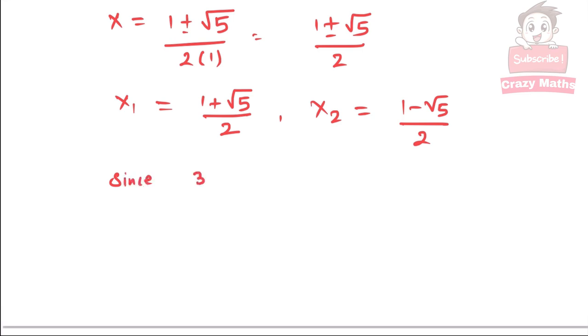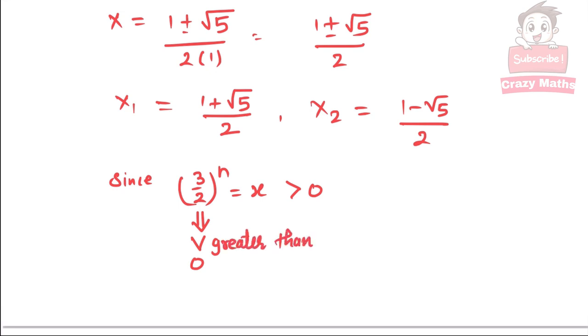Since 3 upon 2 power n equals x, which is greater than 0, it can never be negative. It is always greater than 0, because 3 and 2 are both integers and positive. That's why the value will always be positive.